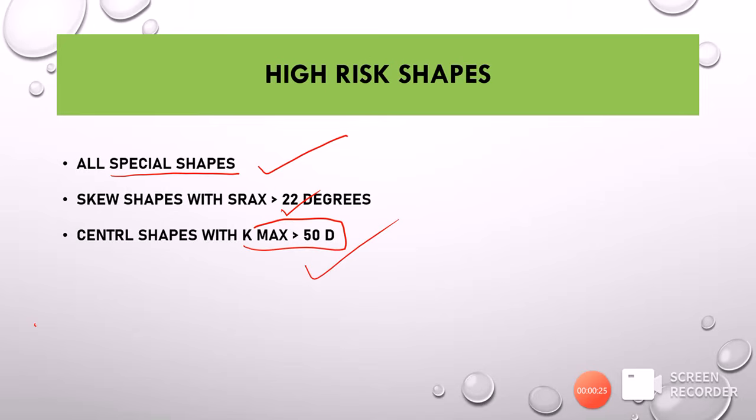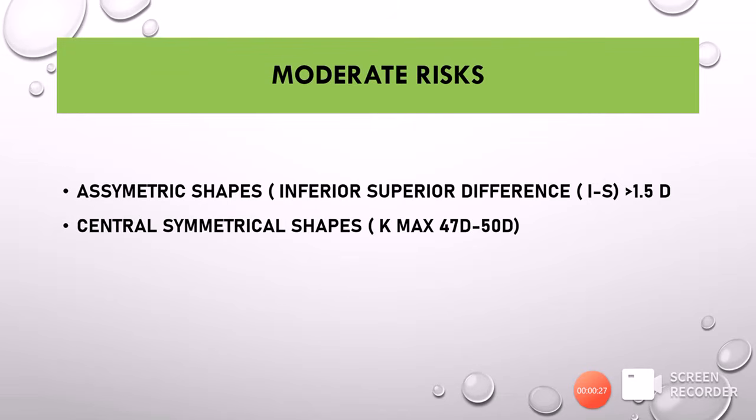Moderate risk, that is asymmetrical shapes in which the inferior superior difference, that is the IS difference, is more than 1.5 diopters, definitely it is a moderate risk. Central symmetrical shape with K-max of 47 diopters to 50 diopters is a moderate risk.